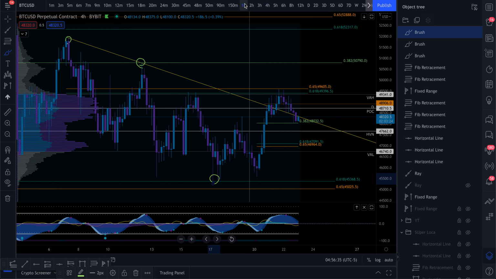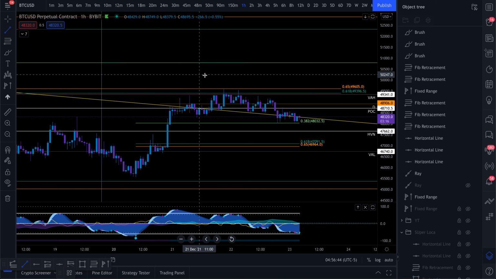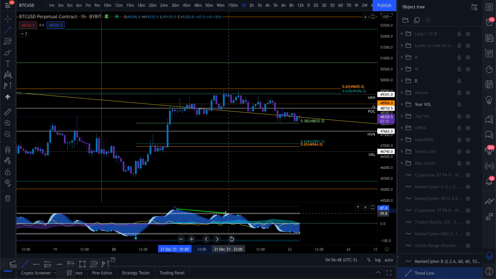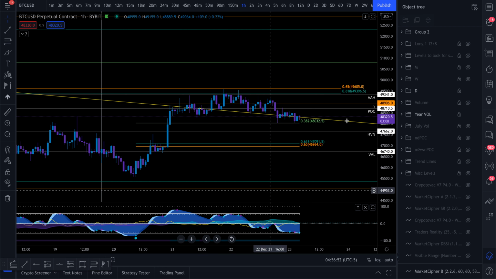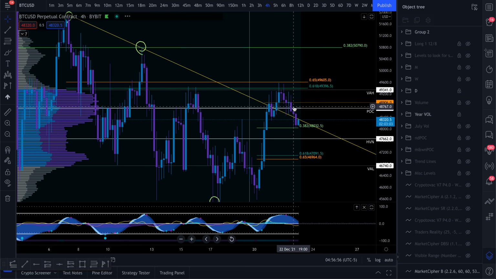So we come over to the 1 hour time frame here, and we can see that as we came up into this golden pocket right here, Market Cipher B was making lower highs as price was making higher highs. And so that signals to us it is time to get into a short, which I am currently still in.